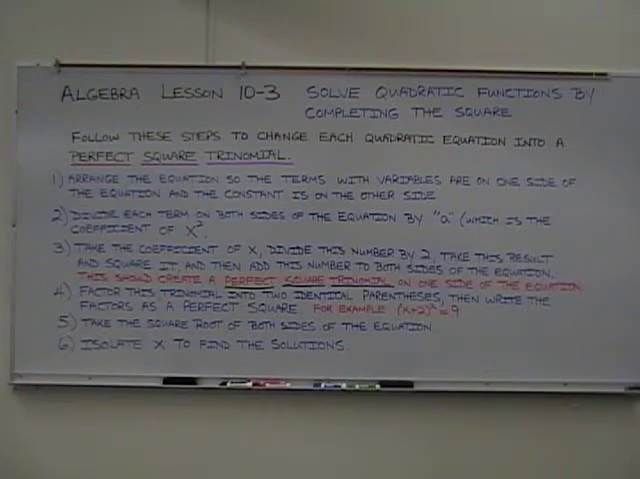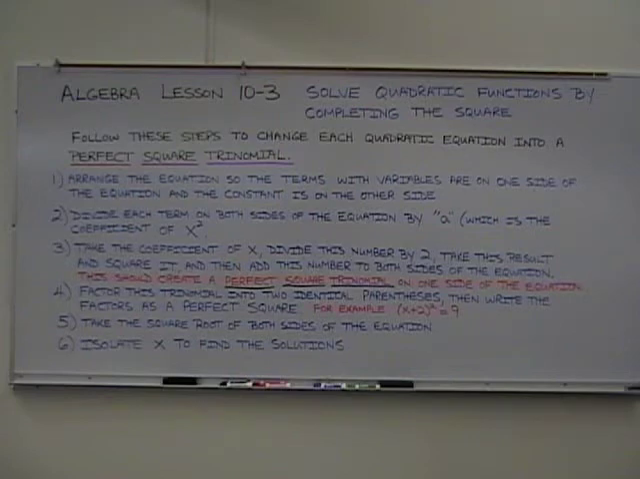3, you have to take the coefficient of x, which is b, and divide this number by 2. Now you take this result, square it, and then add the resulting number to both sides of the equation. Now when you do this, this should create a perfect square trinomial on the one side of the equation that has the variables on it. So that brings you to step 4. You're going to factor this trinomial. And since it's a perfect square trinomial, it's going to factor into 2 identical parentheses, which means then you can write these 2 parentheses factors as a perfect square.